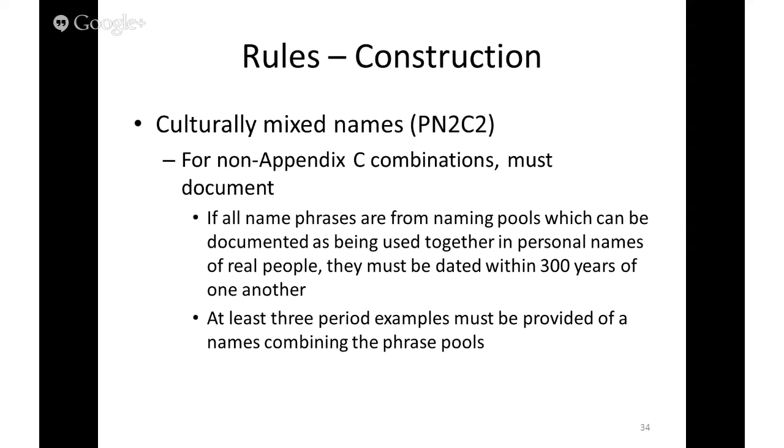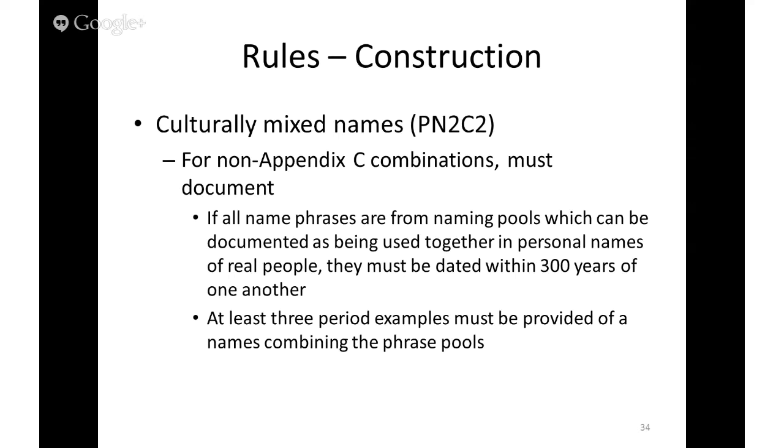Appendix C does not list Russian and Scandinavian as compatible. This literally came up, and someone said, well, but Russia and Scandinavia had lots of contexts. In fact, the word Russia, Rus, is a Norse word. And they mix names all together. And the response is, fine. Show us 3 period examples of people whose given names were Russian and byname was Scandinavian, or vice versa, to show us that the names really were mixed. And we will allow it.